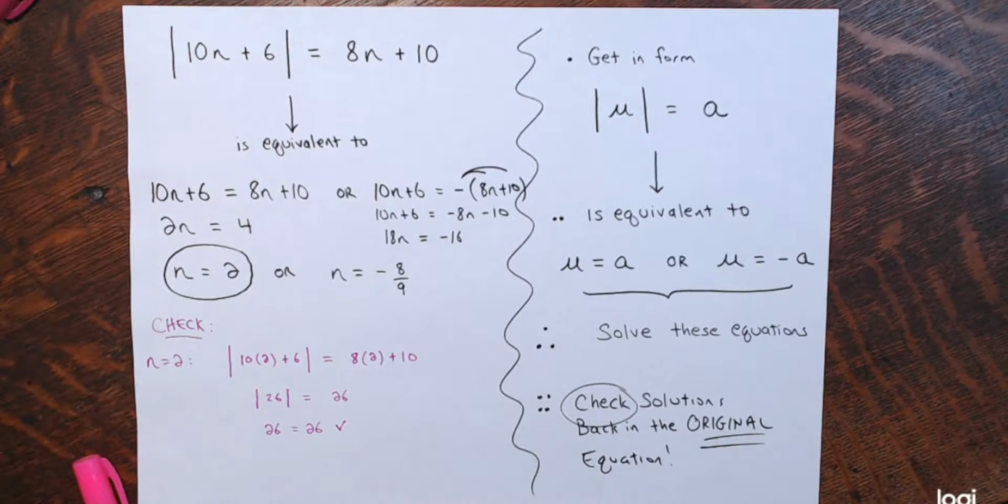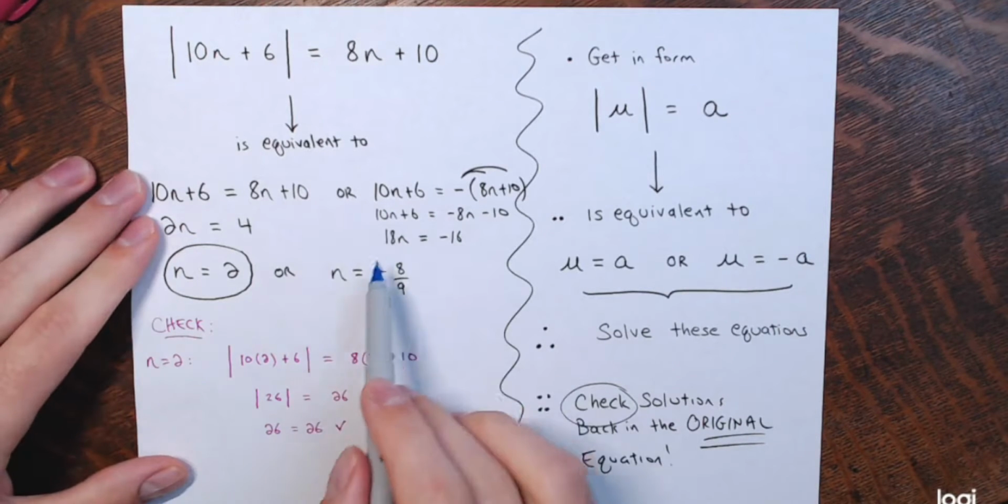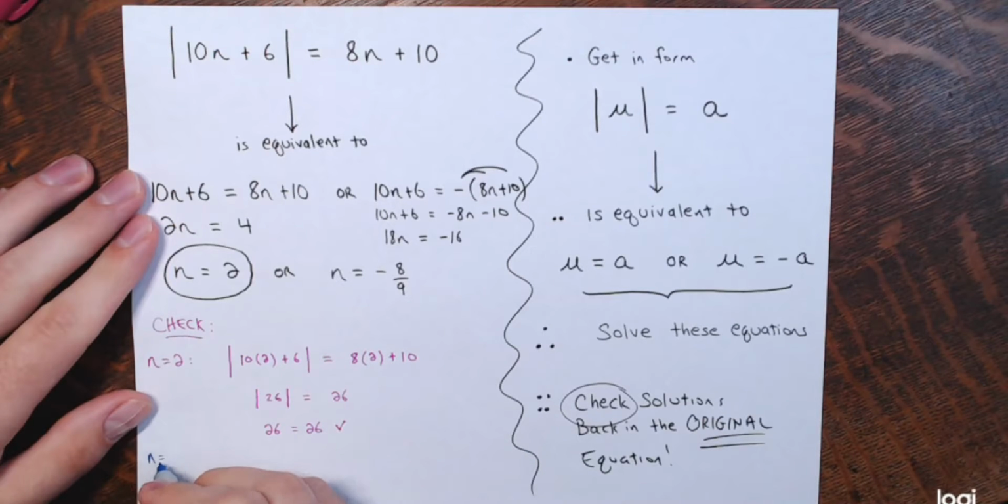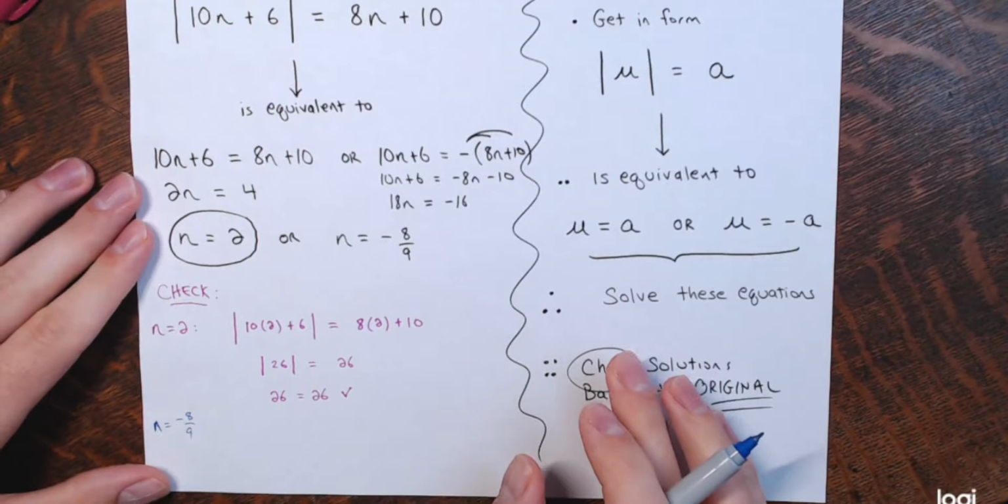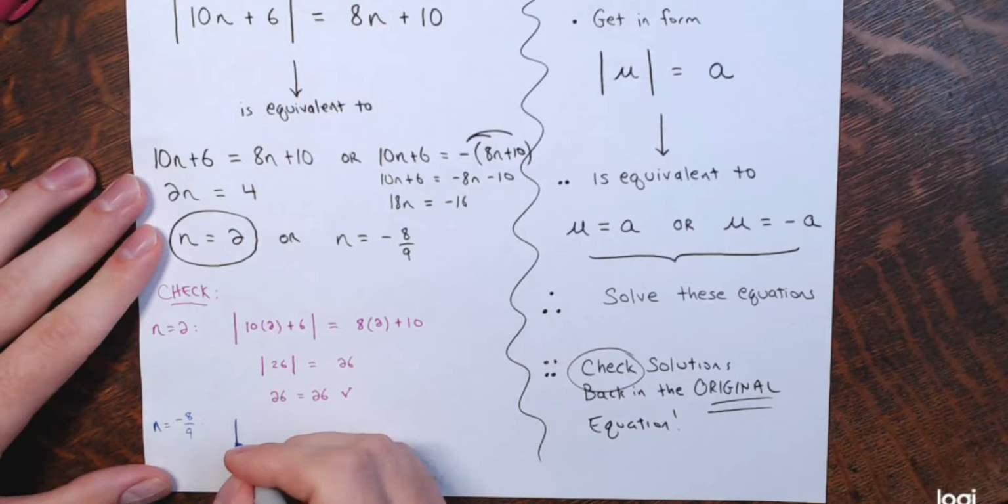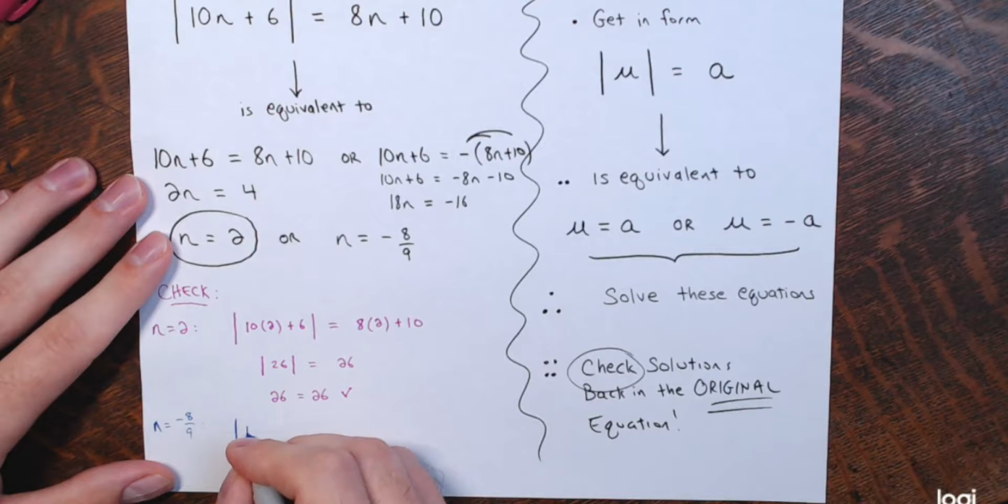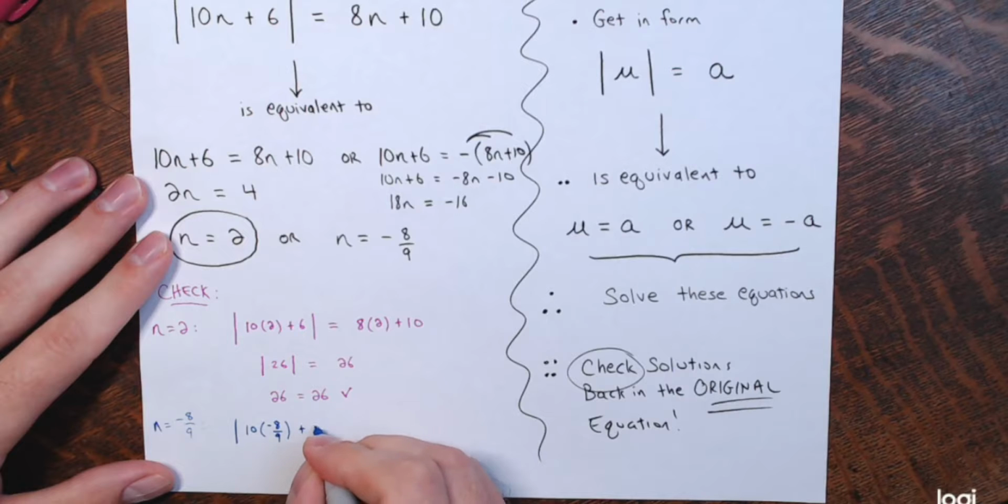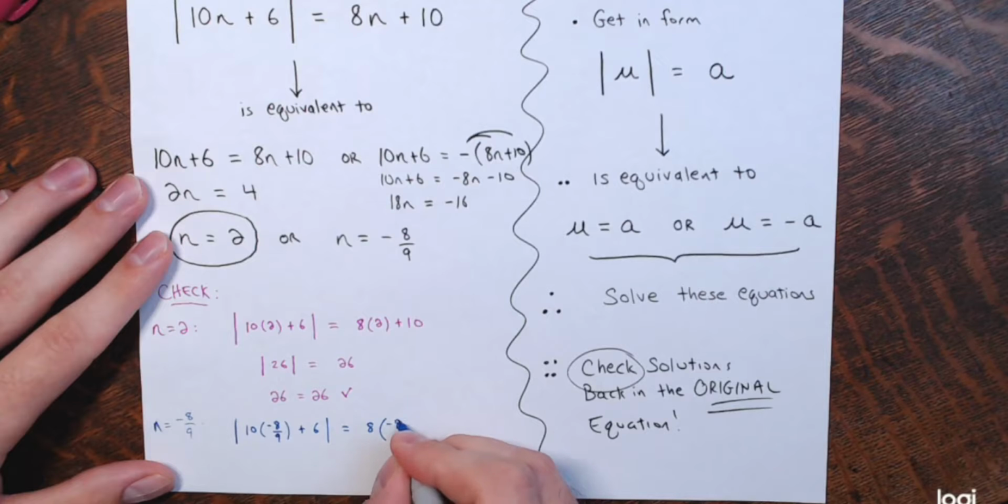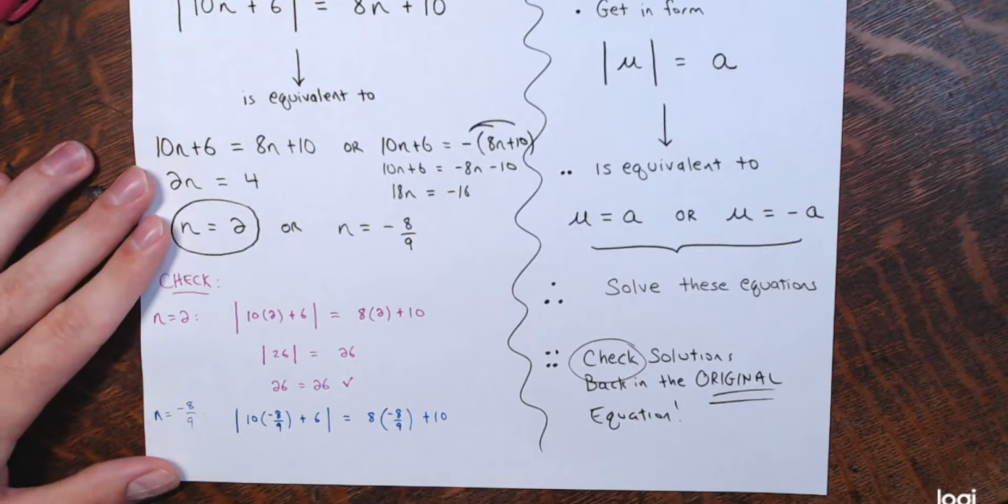All right, now I'm going to check the other possible solution I got. How about n equals negative 8 ninths? Well, let's see. Left side, you have the absolute value of 10 times negative 8 ninths plus 6 equals, and then the other side, 8 times negative 8 ninths plus 10, and we'll see if this is a true statement. Now I'm going to kind of skip ahead here.